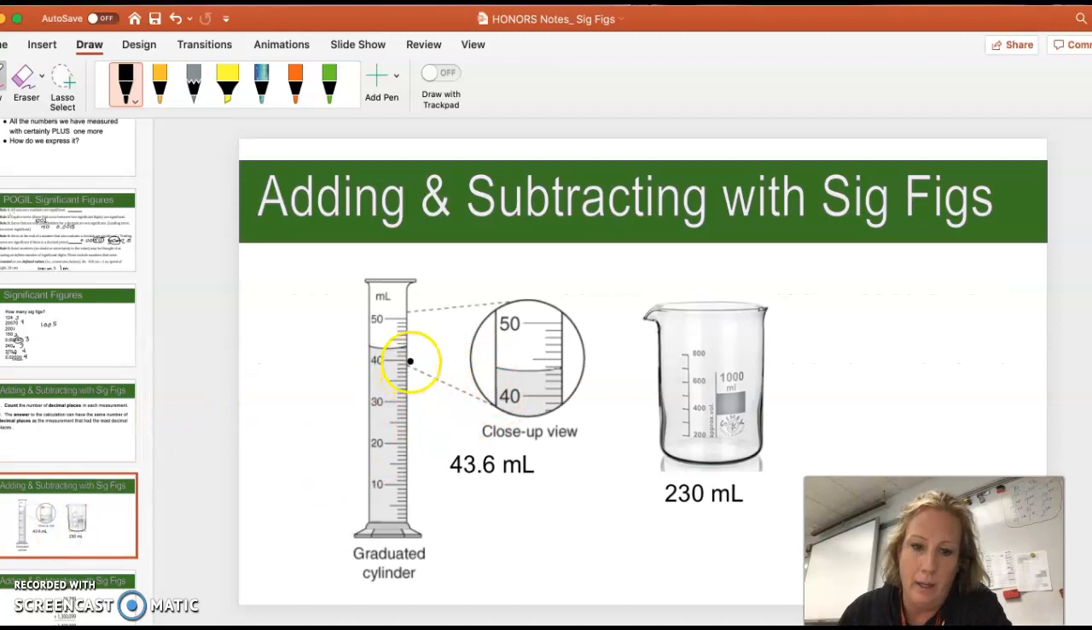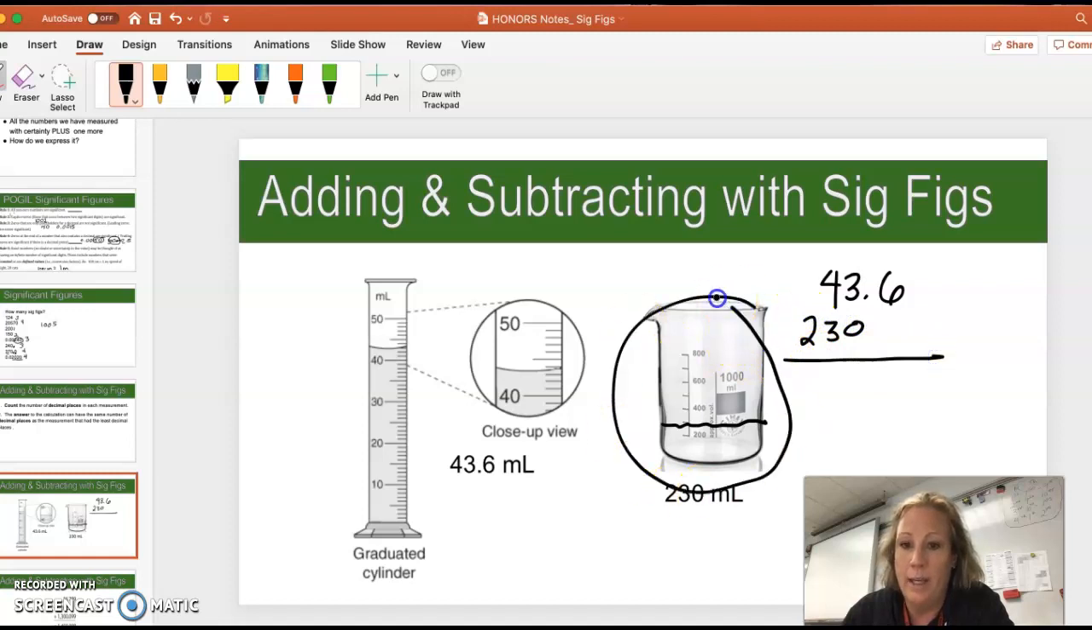So for example, like a graduated cylinder like this, I would be able to get a measurement of 43.6. And then let's say that I have a volume of 230. I wouldn't normally use a beaker, but every once in a while. And I add those together. So this is the one that's kind of weak. And because of that, a lot of times I do the adding like I'm back in elementary school, and I line them up so that I can really see this. And then I draw an actual line.